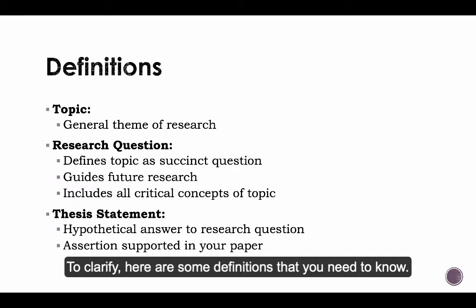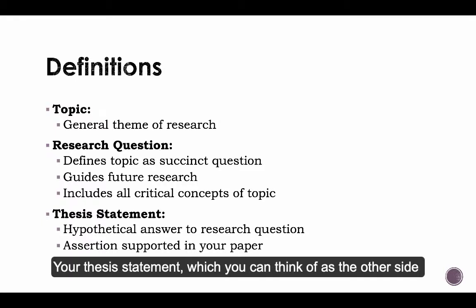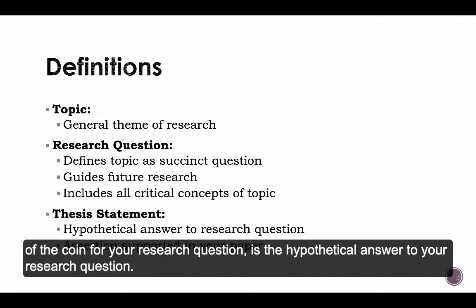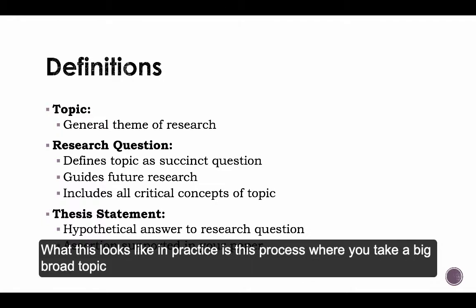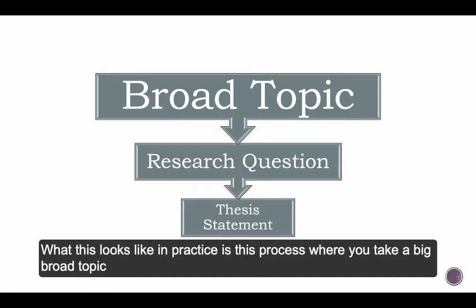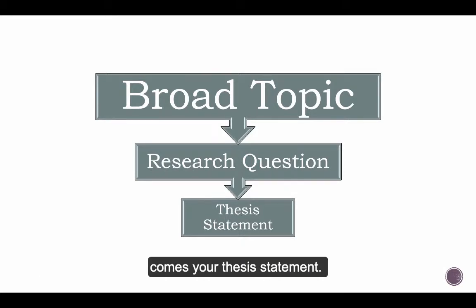To clarify, here are some definitions that you need to know. First of all, the topic is the general theme of your overall research. The research question is going to define your topic as a succinct question, which guides your future research, and it includes all critical concepts of the topic. Your thesis statement, which you can think of as the other side of the coin for your research question, is the hypothetical answer to your research question, and it's an assertion or an argument that's supported within your paper. What this looks like in practice is this process where you take a big broad topic, you narrow it down to your research question, and then out of that comes your thesis statement.